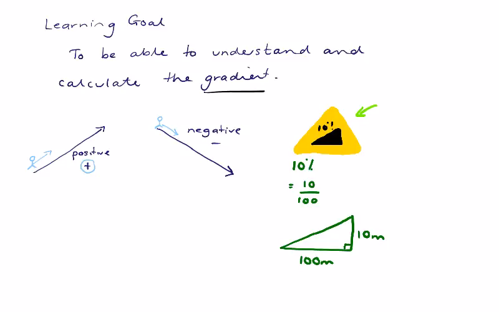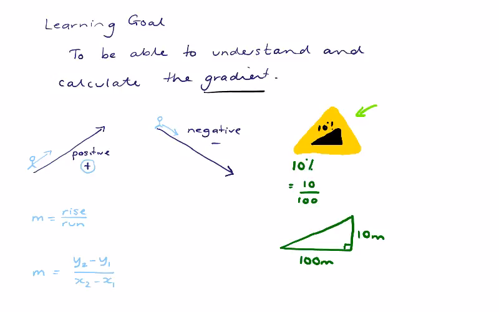So the two formulas you can use for the gradient are, one, rise over run, which you would have seen in year 8. And another formula looks like this: y2 minus y1 over x2 minus x1. There's another video on YouTube if you want to see how and why that works. I've done that separately.